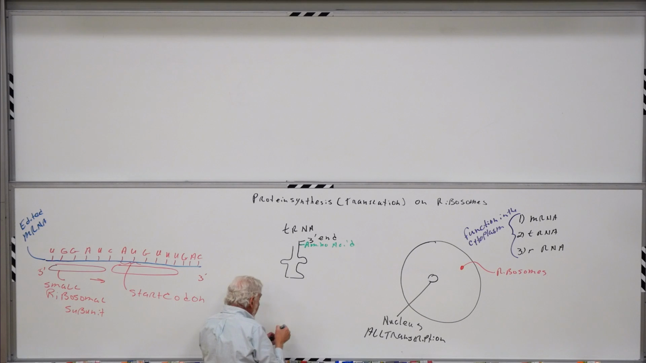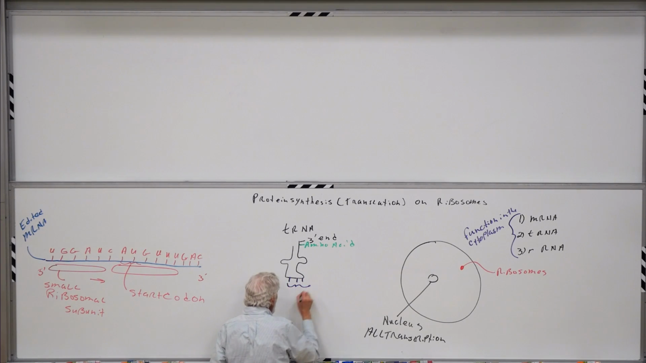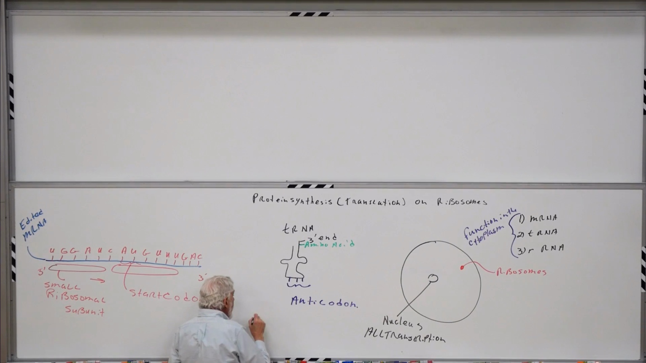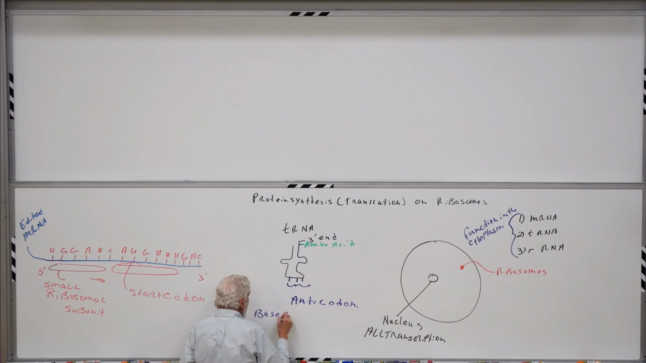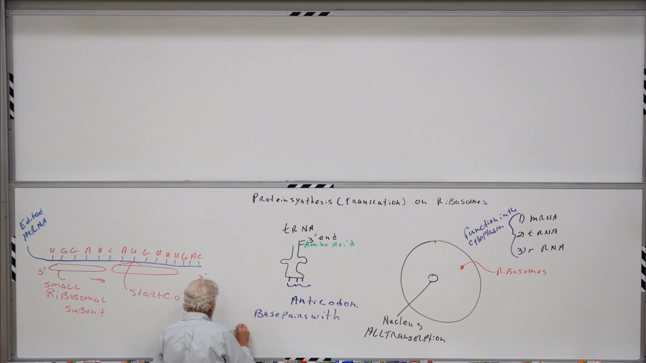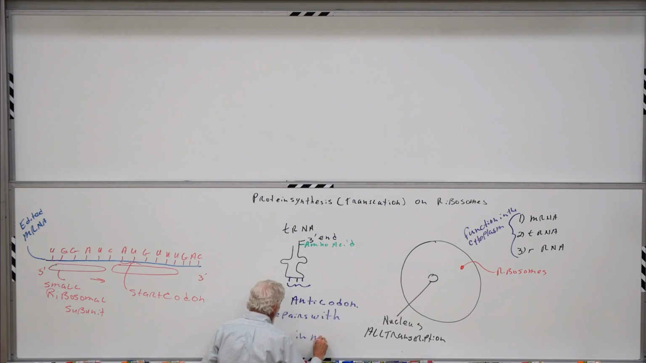But the other major idea we need to hold on to from this generalized figure of a transfer RNA is that down here at this end, in purple, is a 3 base set. This 3 base set has a name. It's called an anti-codon. And the anti-codon base pairs with the codon in mRNA.